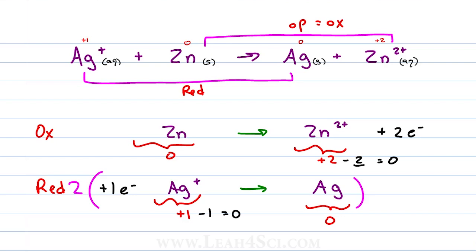I don't recommend leaving it like this. Instead, I recommend you distribute that 2 as quickly as possible so that you don't make a mistake down the line. How do we do that? Just multiply everything by 2. 2 times 1 electron, 2 electrons. 2 times 1 Ag plus is 2 Ag plus. 2 times 1 Ag solid is 2 Ag solid.